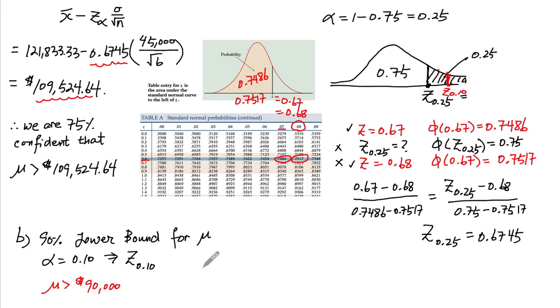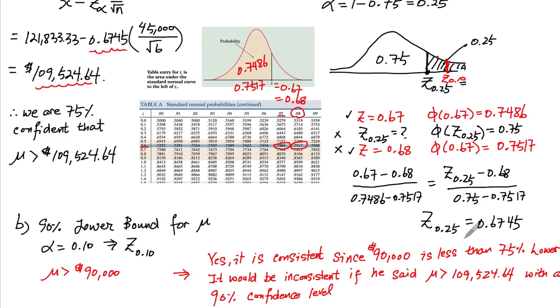Okay. So therefore, the answer, if I could formalize it, looks like this. So yes, the answer is yes, it is consistent, since $90,000 is less than the 75% lower bound that we had computed to be $109,500. It would be inconsistent if he had computed a 90% lower bound that is something greater than $109,524.64. That's not the case here. Therefore, the 90% lower bound that the director has computed is consistent with the answer that we found in part A.